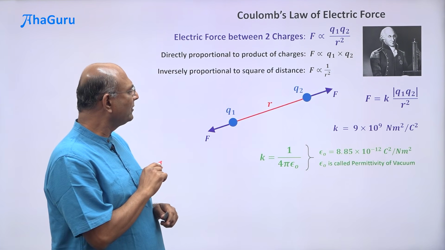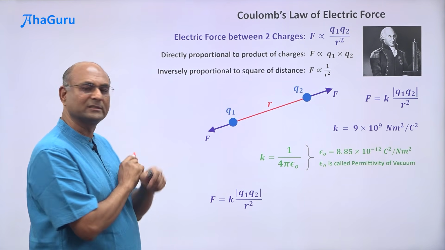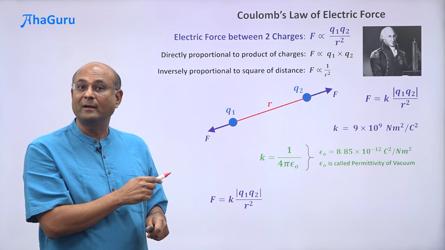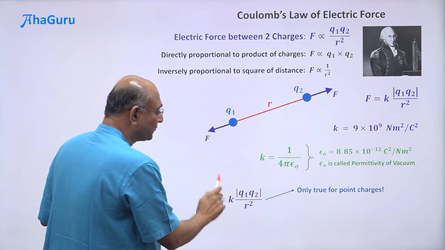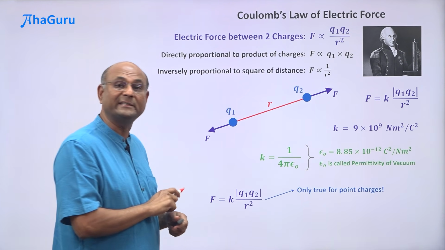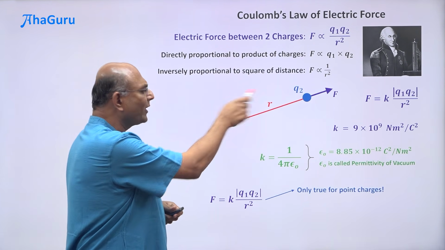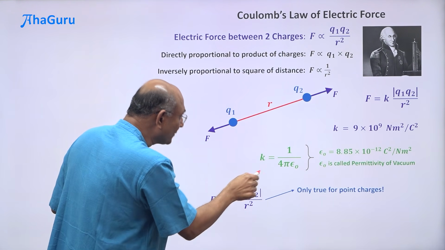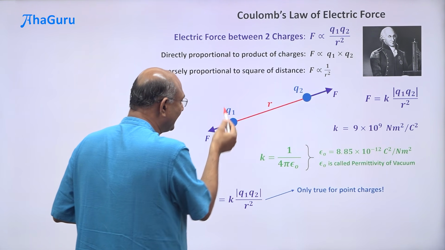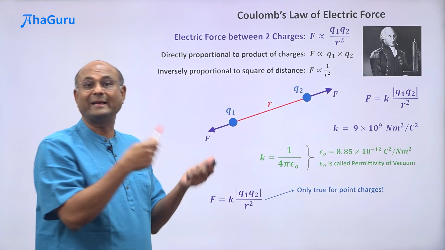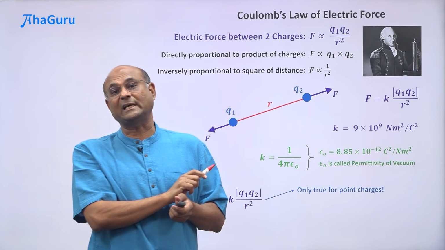Okay. Now, if I look at the force K Q1 Q2 by r square, let us look at the nature of this force. First, this force is only true for point charges. Why? Because notice this r square, this r, is it from this end to that end, or is it from the center to center? It doesn't matter because it is point charges.